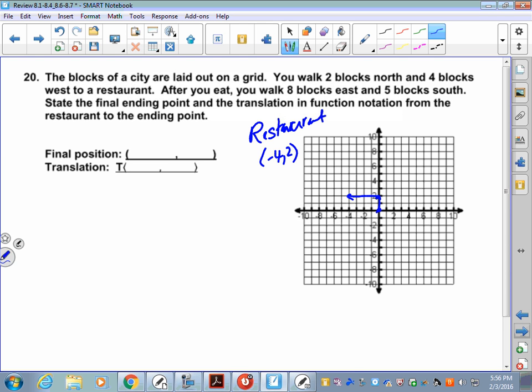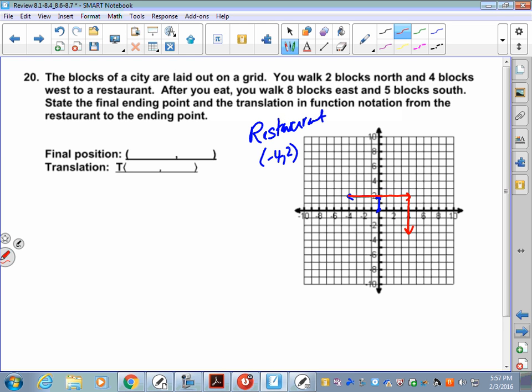After you eat, you walk 8 blocks east and then 5 blocks south. State the final ending point and the translation in function notation form. Now I'm done eating. I'm going to go 8 blocks east, that's to the right, that's 4, then another 4, a total of 8 blocks. And then 5 blocks south, so that's down. That's 2, then 3 more, a total of 5.